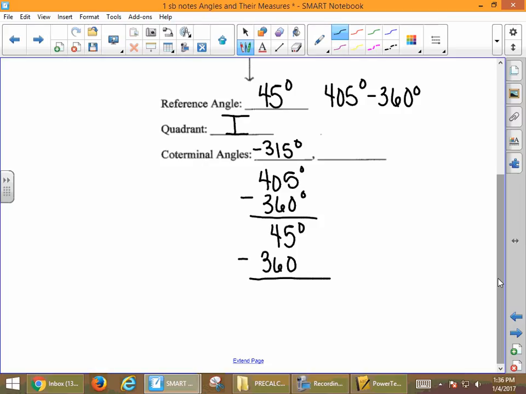When we come over to the other one, we take the 405 degrees and add 360 to it. And when we add 360 to that, we're going to end up with 765 degrees.